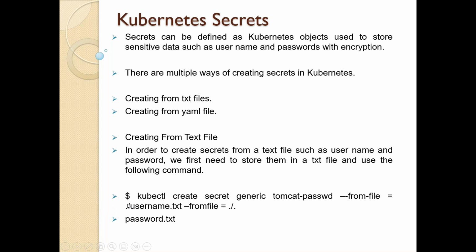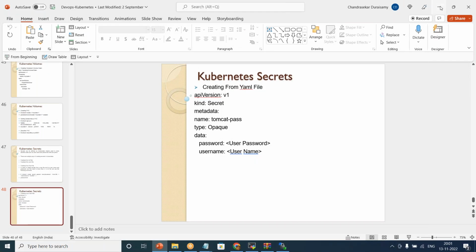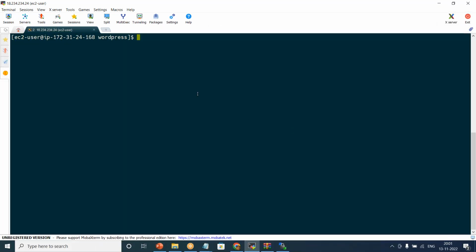You can pass this username and password while you are running this generic command, with the password from file. It will use this, or you can use this one. That's what we saw. You can give a username and password. When you give opaque, it will put that as encoded content on the secrets. So these are some of the basic things that you need to know.